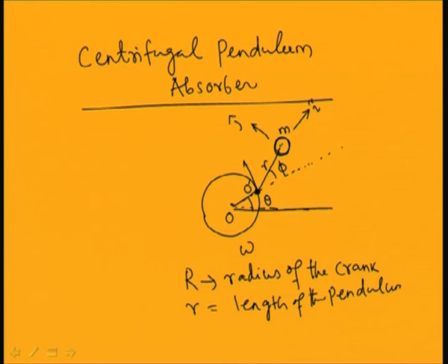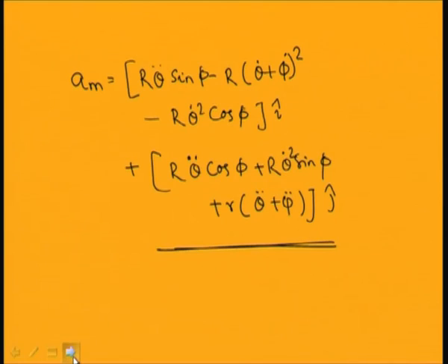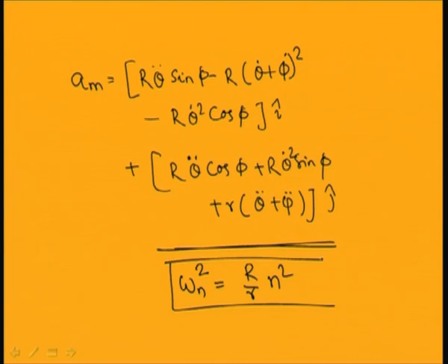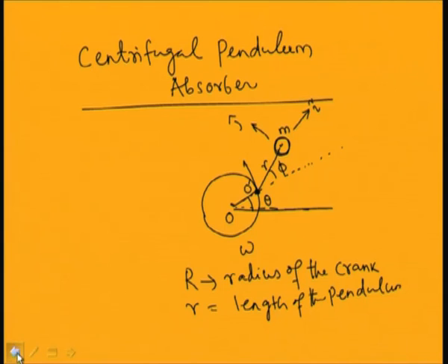From the j component I can find the natural frequency of the system. By deriving in that way, in the next class I am going to show you that the natural frequency of the system becomes the square root of R by r times n, where n is the rotational speed of this crank.